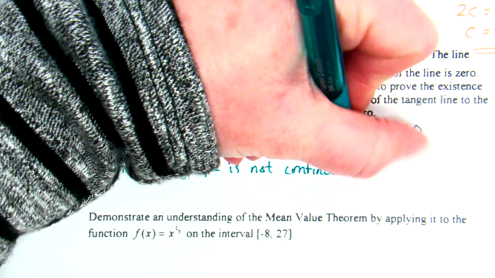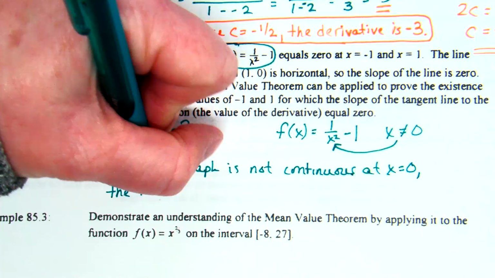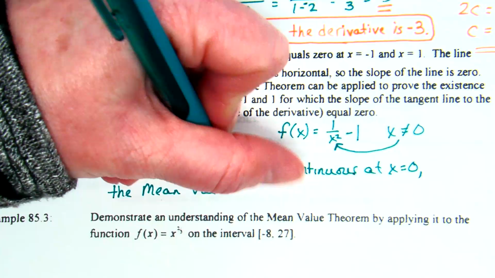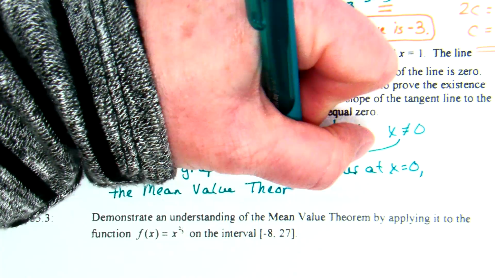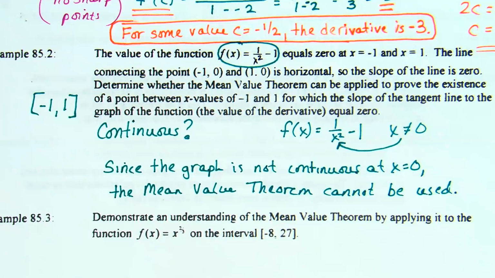Okay, I'm ready for example 3 when you are. Demonstrate an understanding of the mean value theorem by applying it to the function f of x equals x to the 2/3 on the interval -8 to 27.